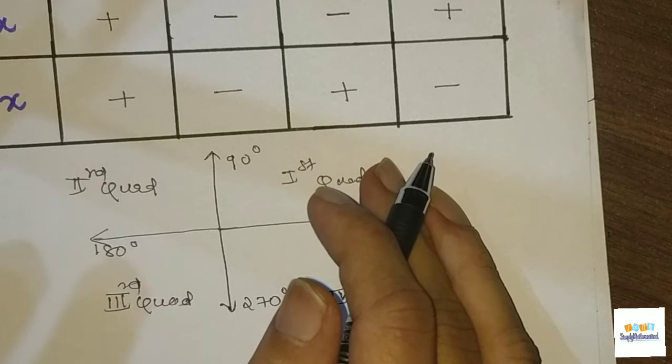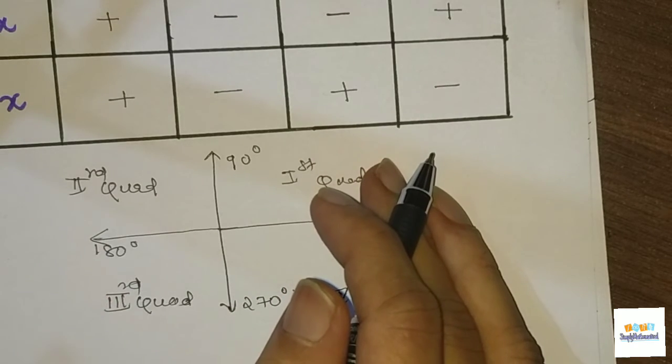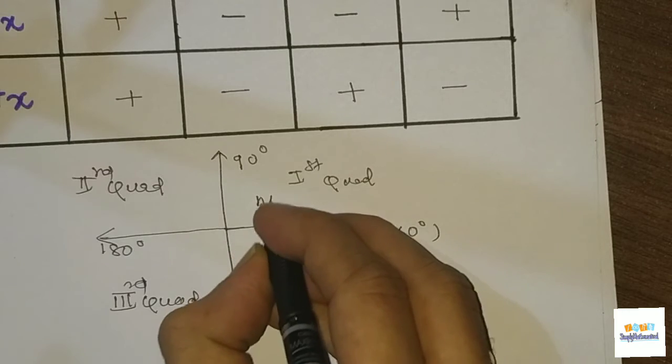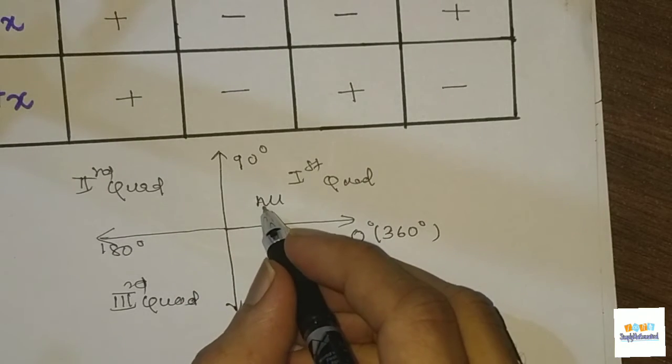Again sec is positive because sec is the reciprocal of cos, so 1 by a positive quantity will be positive. Again cot is positive because the reciprocal of tan is cot. So if tan is positive here, then cot is also positive, right? So here all the ratios are positive.